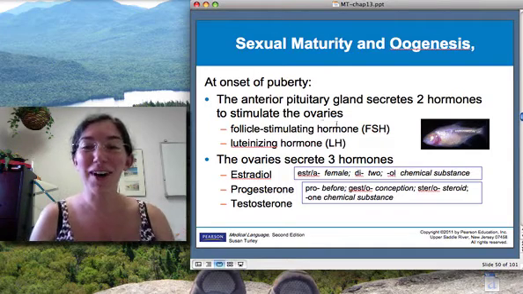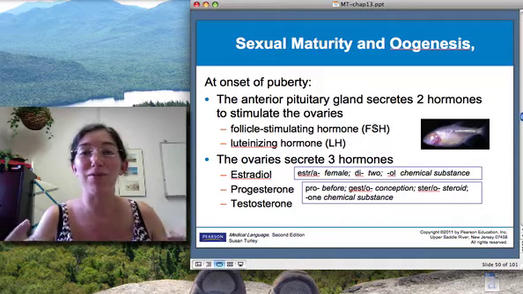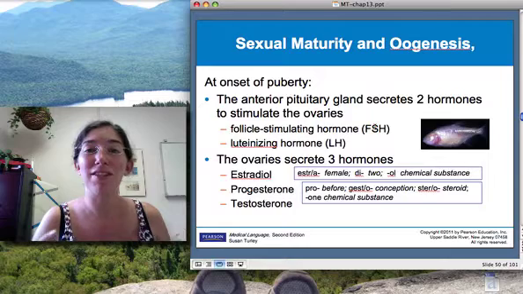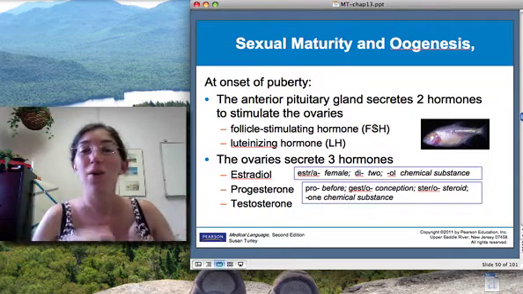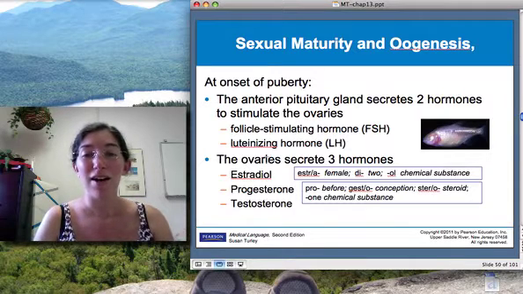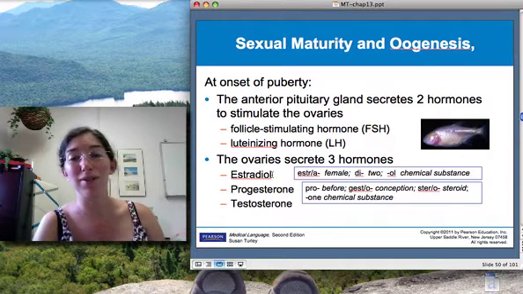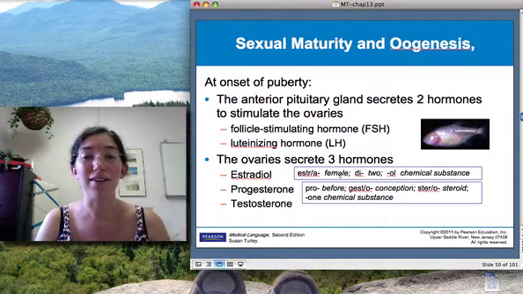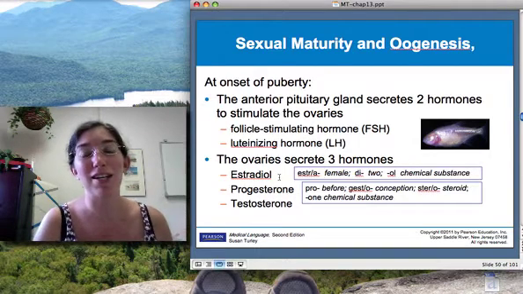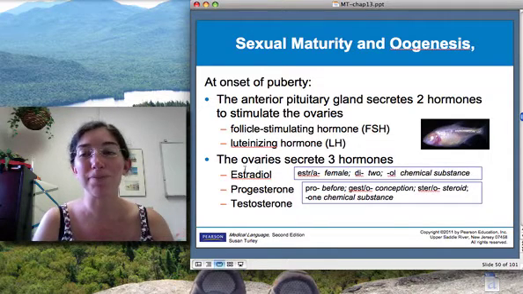Okay. So the follicle stimulating hormone helps to stimulate the follicles in the ovary to mature and produce an egg, whereas luteinizing hormone stimulates the ovaries to start producing hormones, the three major sexual hormones. Estradiol, which literally means female sex hormone. Estra means female, and diol is a chemistry term, meaning that it has two alcohol groups. So it's talking about the chemical structure.